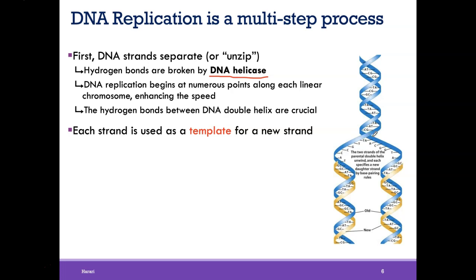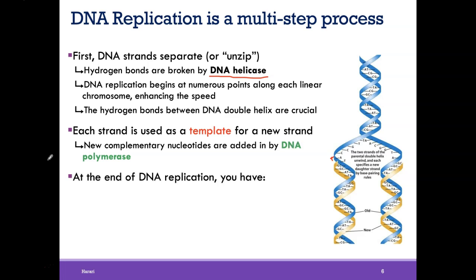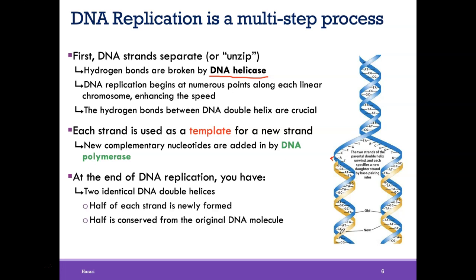Once the two strands are separated from each other, each strand can be used as a template for a new strand. So basically, if one strand has an A, what will DNA polymerase want to put in? Well, we know it has to be a T because of the base pairing rules. So new complementary nucleotides are added in by the enzyme DNA polymerase. And at the end of DNA replication, we're going to have two identical DNA double helix molecules, right? Two identical chromosomes. Since half is newly formed and half is conserved from the original molecule, right?